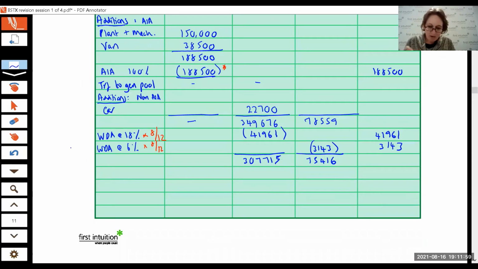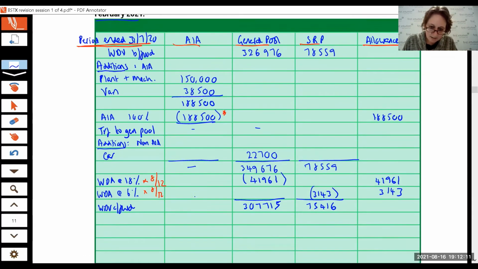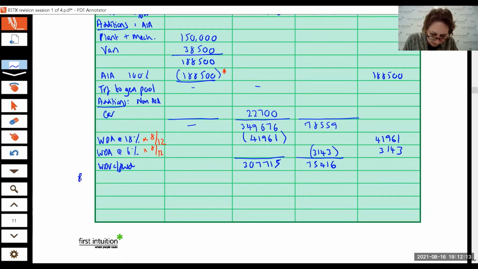Now, here we have our tax written down value carried forward. And of course, that gets carried forward into the next period. So then I would probably, if I had some room, we are running out of room drastically here, but we've now got another period we need to deal with. So normally I might leave a clear line in between, but there's no room for that. So I'm now just going to have my period ended February 21.